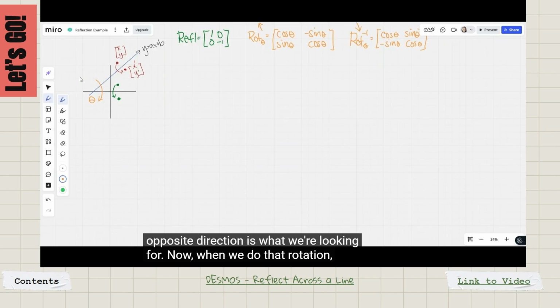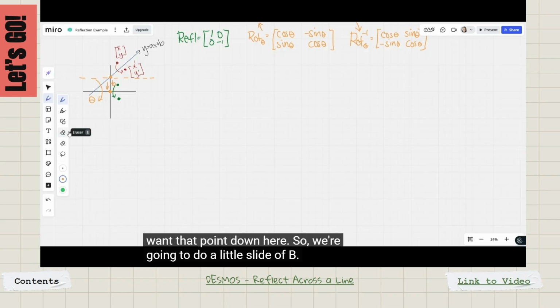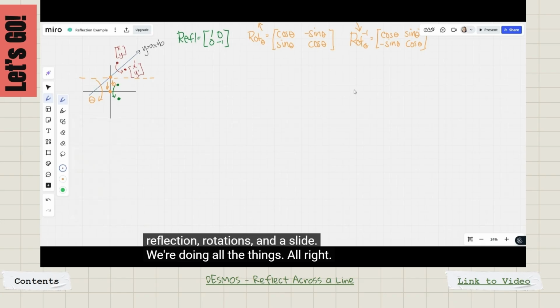Now, when we do that rotation, it's actually going to be floating up here, and this is a point of rotation. But I want that point down here. So we're going to do a little slide of negative b. So this is why I picked this example, because we got a little bit of reflection, rotations, and a slide. We're doing all the things.